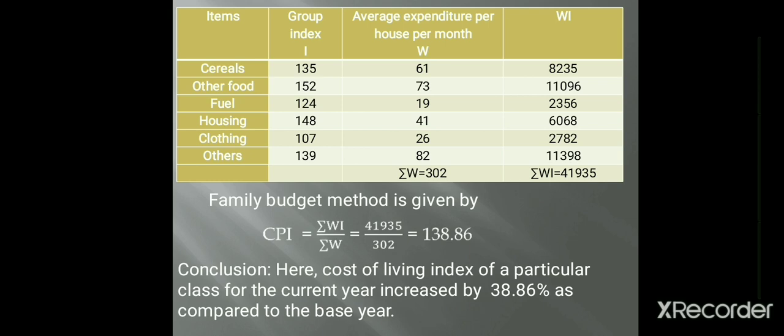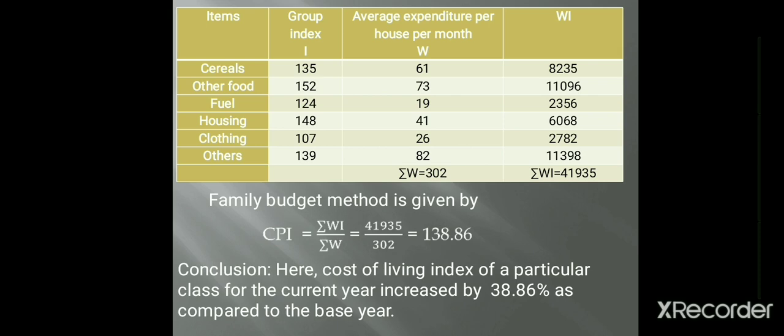Now, in the first column of the table, we have different items. Group index is the second column heading with the notation I, and the third column, average expenditure per house per month, is denoted by W. That completes the given data.